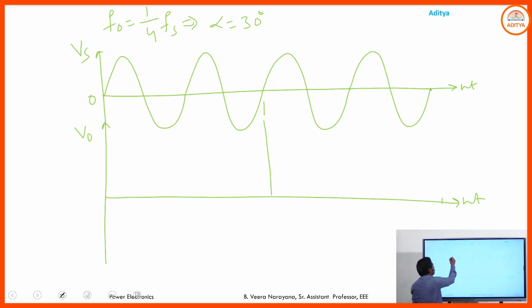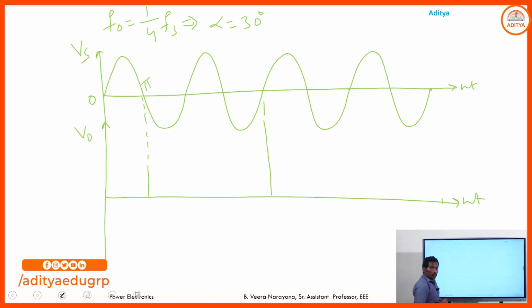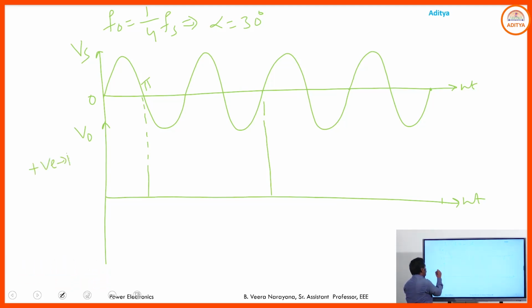So here from 0 to pi, during the positive half cycle of the supply, P1, N2 are in forward bias. During the negative half cycle, P2, N1 are in forward bias. So 0 to pi is the positive half cycle of the source voltage. Corresponding to that, P1, N2 are in forward bias, and I want to collect the positive output voltage now. So at alpha equals 30, you simply provide the gate pulse to P1.